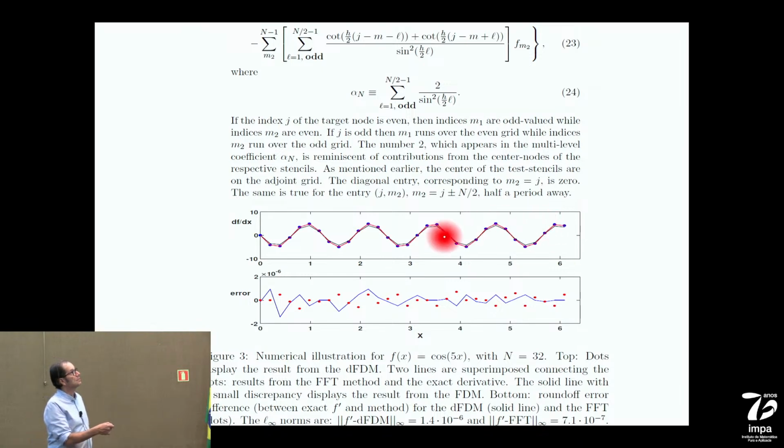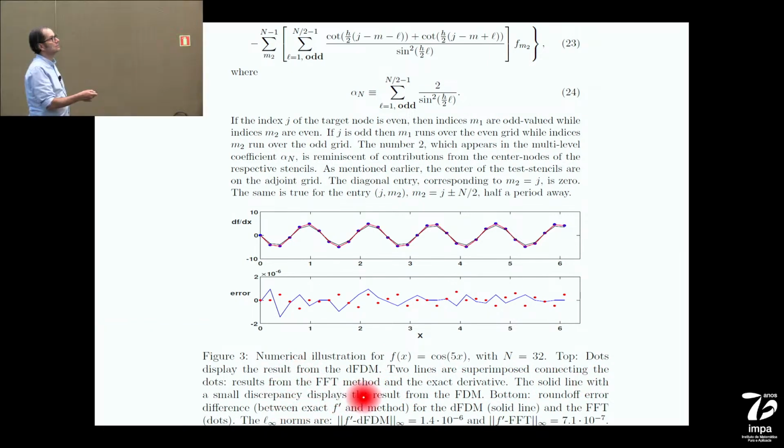And actually, for this case, even the finite difference method is doing okay. Let me see if I have it. Yeah, here it is, cosine of 5x. Just 32 points. The dots are my Hilbert transform that I'm calling distributional finite difference. Why distributional? Because I have the singular integral. I have a function that's not a function, it's a distribution, the kernel. Two lines are superimposed, which is the finite difference and the exact derivative. The solid line with small decrement is the finite difference method.